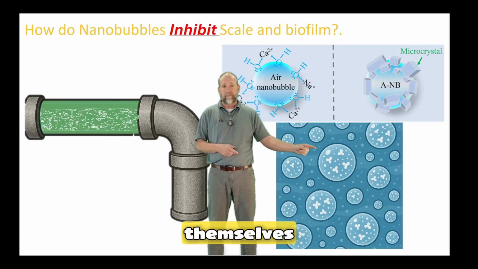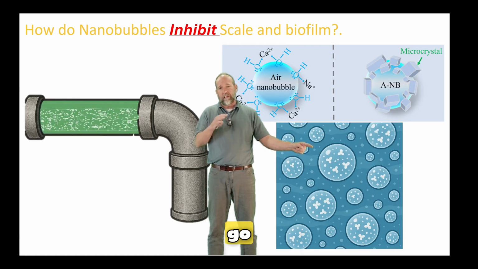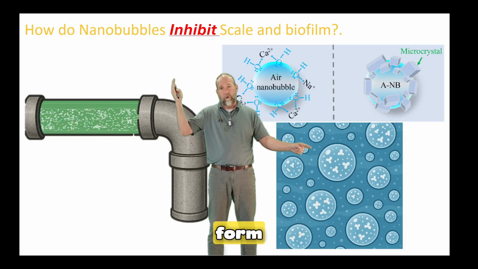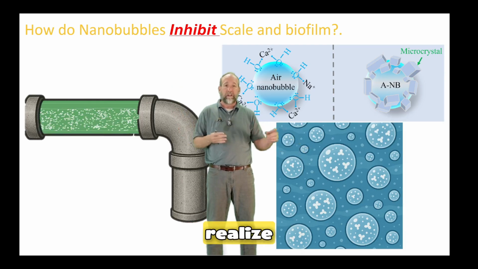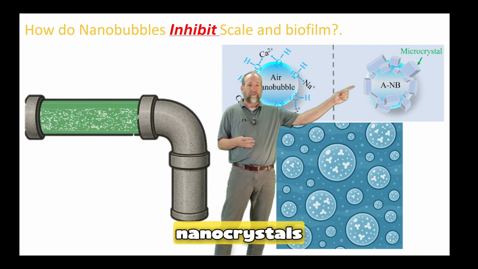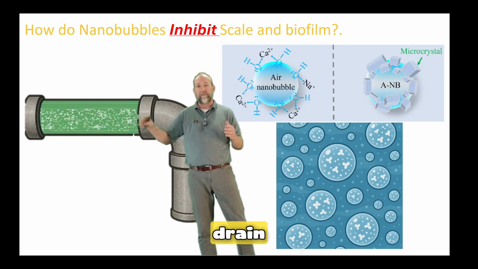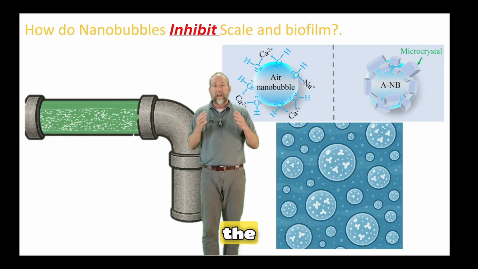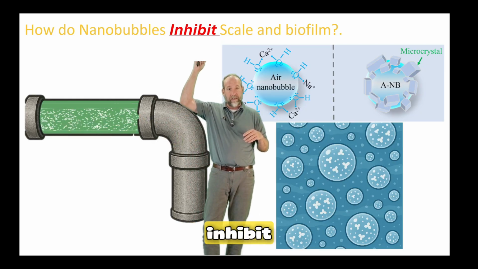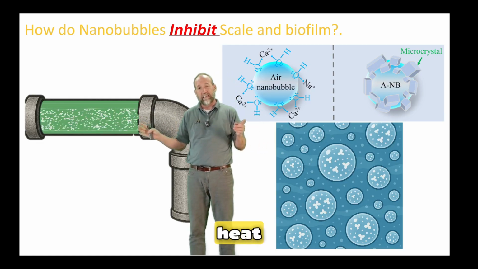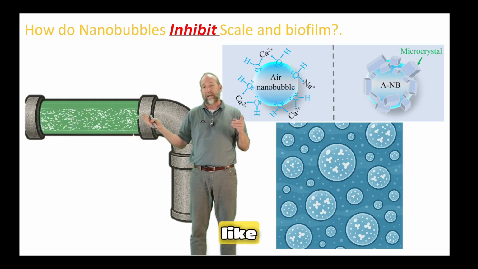So the minerals themselves, like if these little dots here were the minerals, those would, as they go through the heat exchanger and things like that, as we talked about before, want to precipitate out and form limescale on the heat exchanger. What we've come to realize is that when you make these nanocrystals like that, they tend to just flow right through the heat exchanger and right out the drain, and they don't precipitate out. The net effect is that we actually inhibit scale buildup in heat exchangers, in the pipes, and things like that.